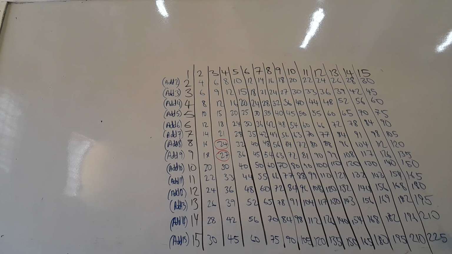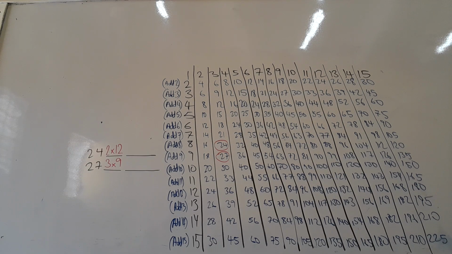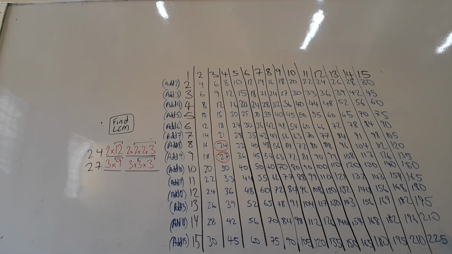So I picked 24 and 27. Let's start with that. If you notice the lines above 12 and above the 2 by 2 by 3, it's just to show you that 12 is the same as 2 by 2 by 3 and that the 9 is the same as 3 by 3. So let's go to the fun part.